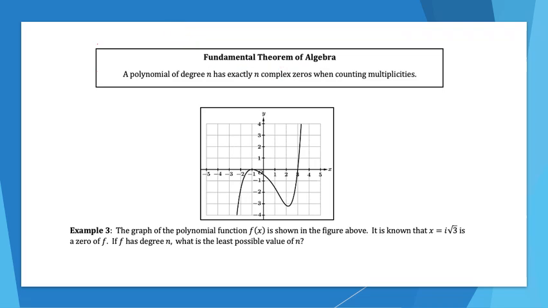I will say the AP loves these questions too, so there's one on last year's AP exam. There will probably be one on your first test coming up, so just be prepared for that. All right, so for example 3, we have the graph of a polynomial function shown in the figure above. We know that x equals i root 3 is a 0. What is the least possible degree that we have with the information we are given?